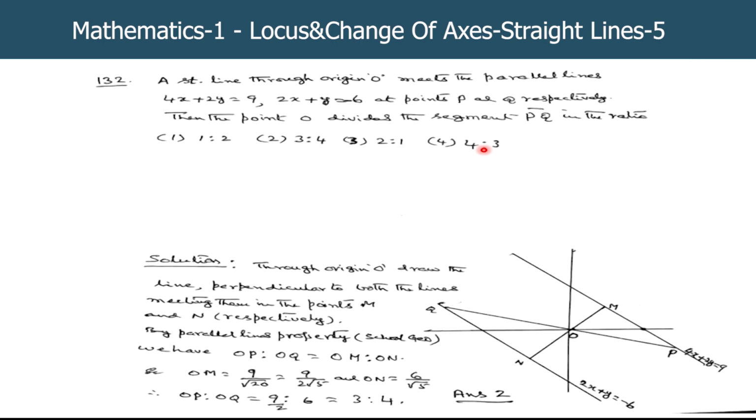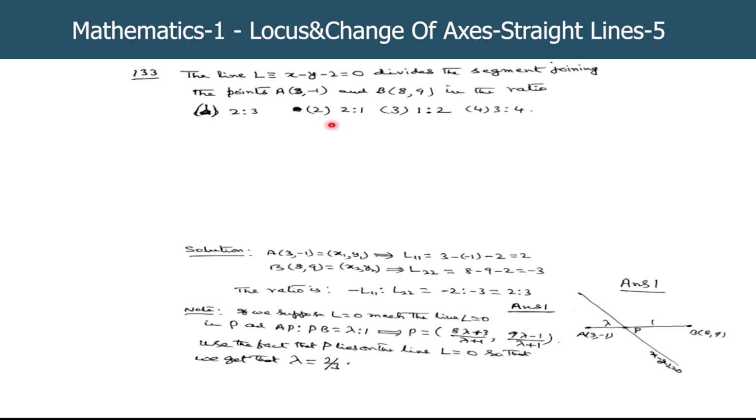In the diagram, I have drawn through the origin a straight line perpendicular to both the lines, meeting the lines in M and N. The required ratio is nothing but OM is to ON. The required ratio OP is to OQ is equal to OM is to ON because of the geometrical property of parallel lines cut by a transversal. So here OM is equal to 9 by root 20, or 9 by 2 root 5, and ON is equal to 6 by root 5. So OP is to OQ is nothing but 3 is to 4. So the correct option is option number 2.